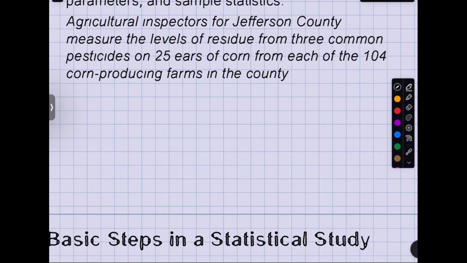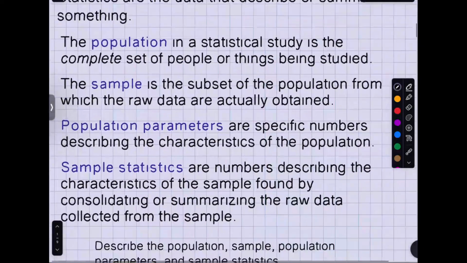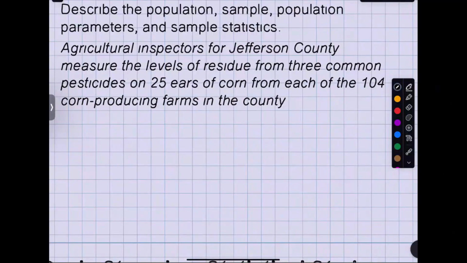Professor, can you go over what each thing was again? Just because I kind of missed a part of it. Okay. No, from the question. So in this case, the population is all the ears of corn. The sample is the 25 ears of corn from each farm. The population parameter is the average level of the residue from the 3 pesticides. And a sample statistic is the actual measured levels. Oh, okay, thank you.